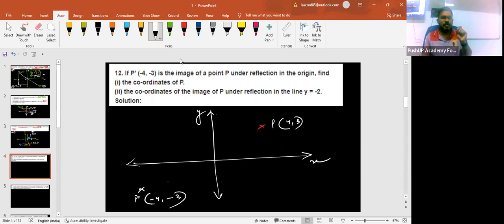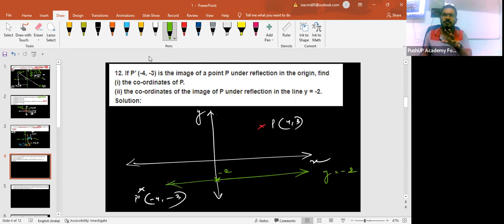Now you have to find the coordinates of the image of P under reflection in the line y is equal to minus 2. So y is equal to minus 2 means, imagine children, over here you have minus 2. Okay. So through this point, if you draw a line, that will be what? Y is equal to minus 2. Am I right? They are asking us to reflect this point P.